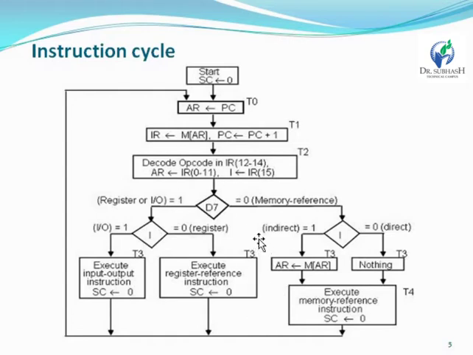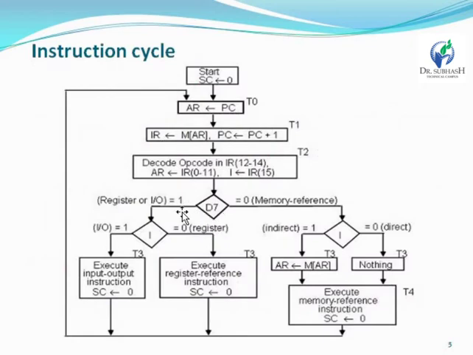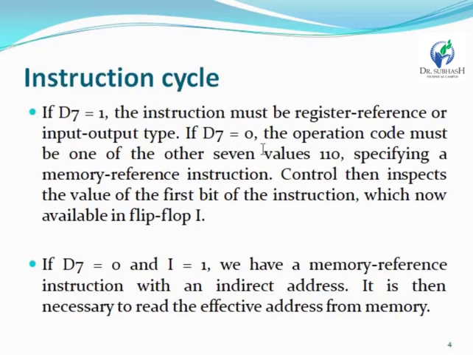Now the short explanation: if D7 equal to 1, the instruction must be register reference or input output type. We can show that D7 equal to 1 means register reference or IO, and D7 equal to 0 means go to the memory reference. If D7 equal to 0, the operation code must be 1 through 6, and 7 is another. So there is no specification of the memory instruction. It means D7 equal to 0 goes to the memory reference.